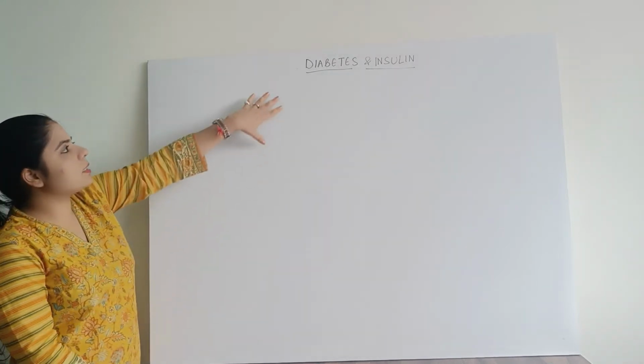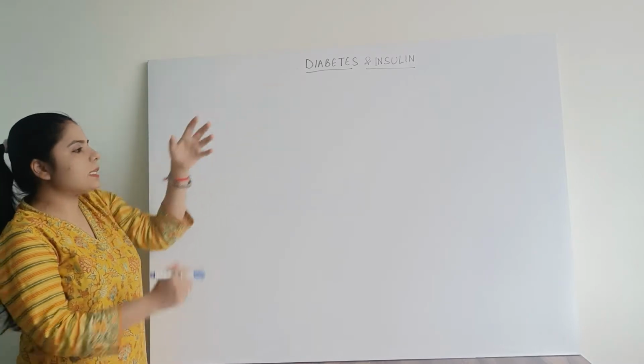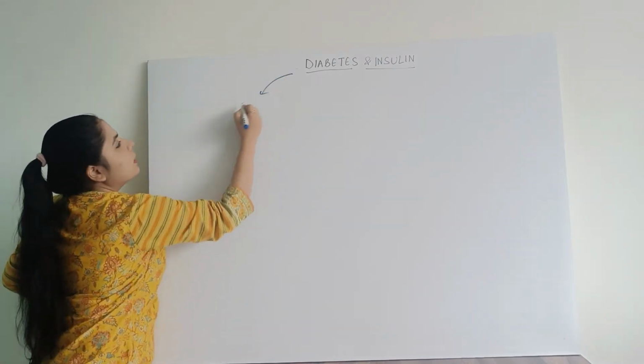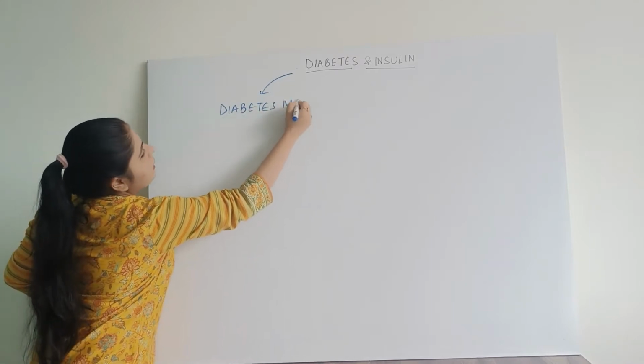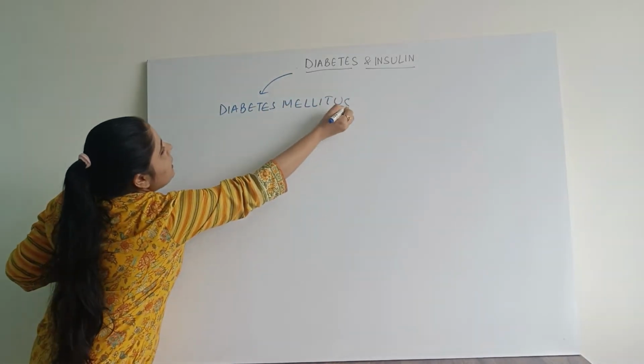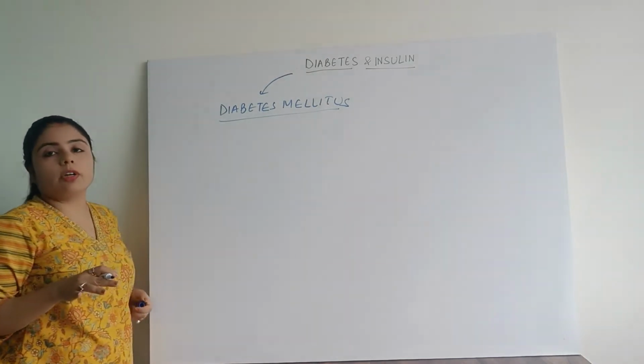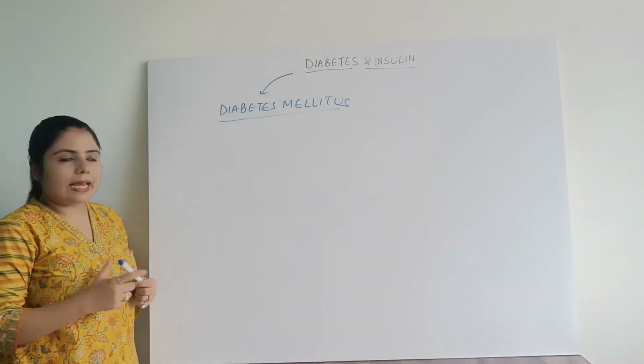Okay, so first of all, let's learn about what diabetes is. Mainly we'll be learning about diabetes mellitus here. Diabetes mellitus is actually a metabolic disorder which is responsible for hyperglycemia.